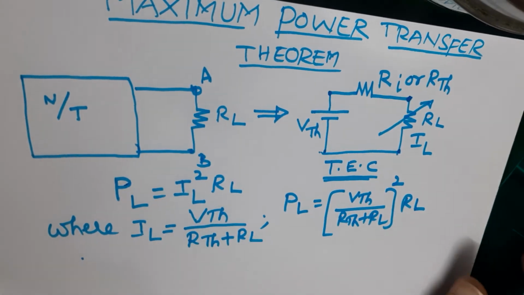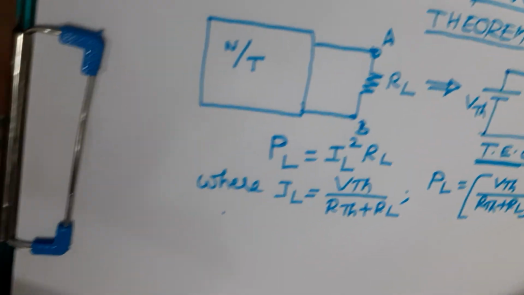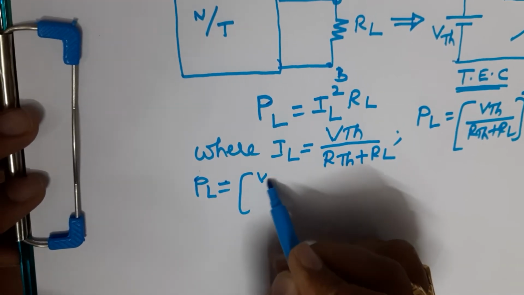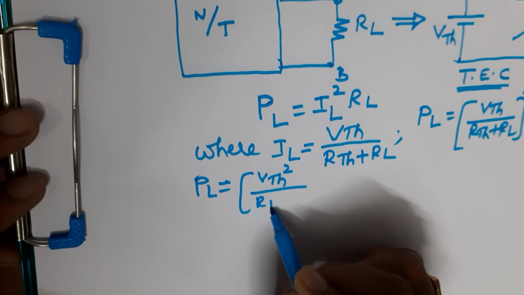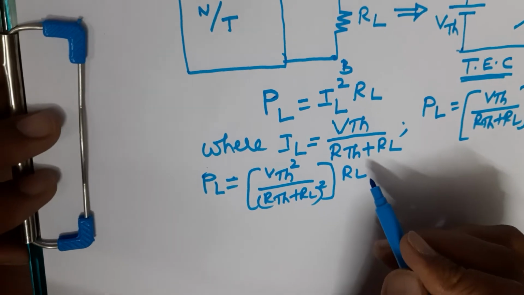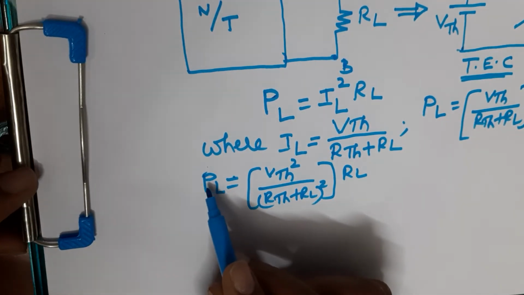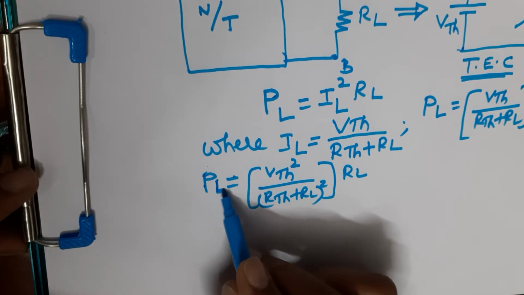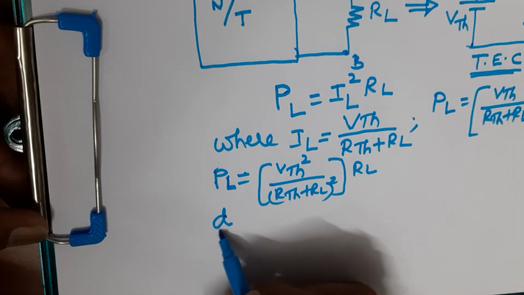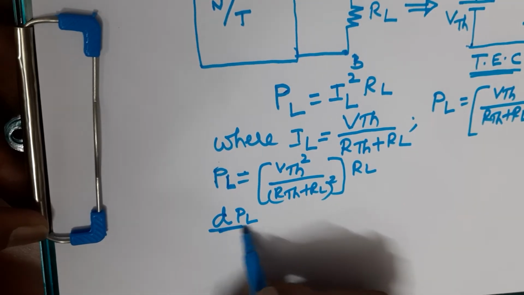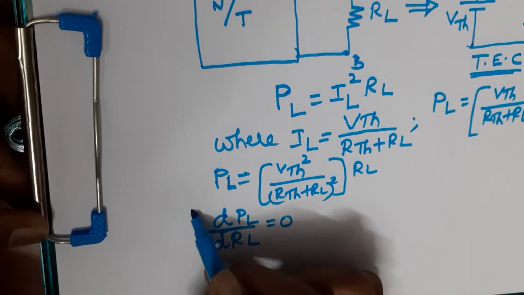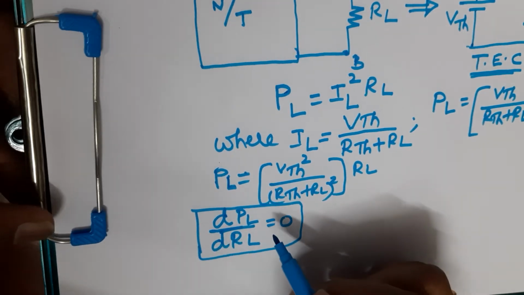So it is given by PL, power absorbed by the load resistance, PL equal to VTH square by RTH plus RL square, multiplied by RL. We know that in order to get the maximum condition for power received by the load resistance, mathematically we can get the condition by differentiating the load power with reference to the variable load resistance and equating it to 0. Once we do this, then we'll get the condition.